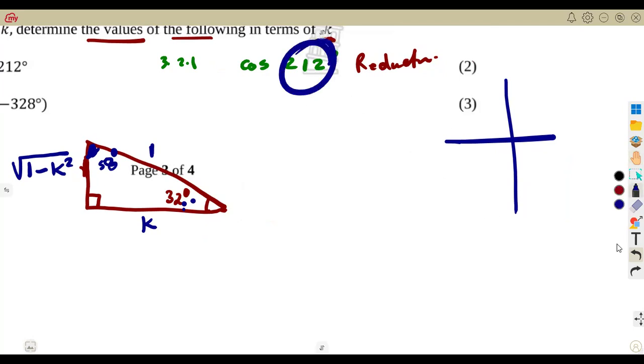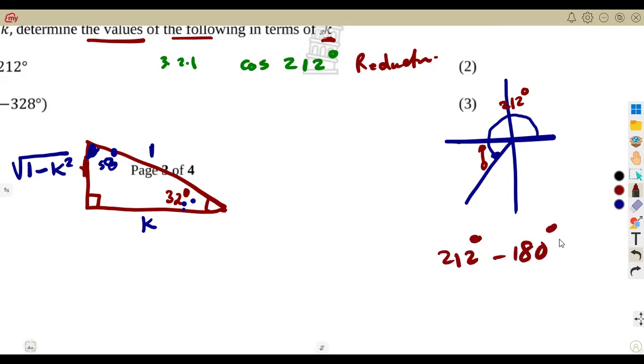From 212, we know that 212 is going to be in the third quadrant, before 270. Remember, this is 180, 270, so 212 is somewhere there. This is our 212. So what is the acute angle that is here? It is simply 212 minus 180 of a straight line. 212 minus 180 is going to give us 32. So there is 32 degrees here. If we add 180 plus 32, it will give us 212.